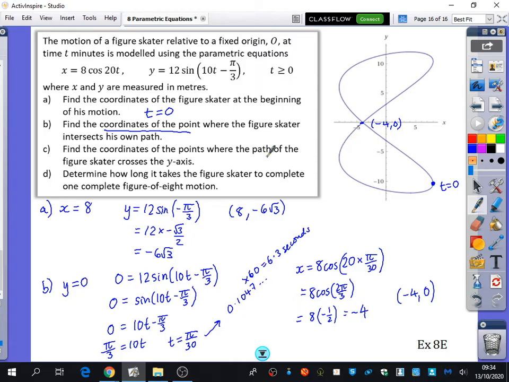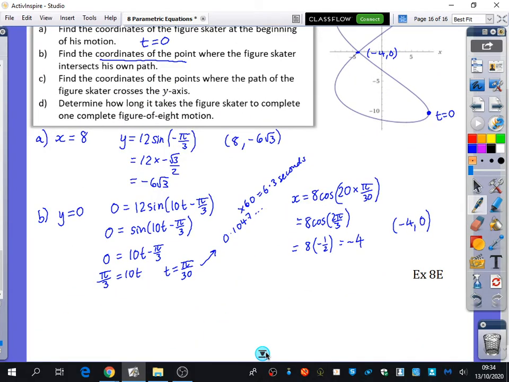Okay, then we're going to find the coordinates of the points where the path of the figure skater crosses the y-axis. So crossing the y-axis is obviously going to be here, here, and the 2 at the top as well, which is when x is equal to 0. So we're now going to say that x is equal to 0, which means that 8 cos 20t is equal to 0. Which means, if we divide by 8, that 0 is equal to cos of 20t.